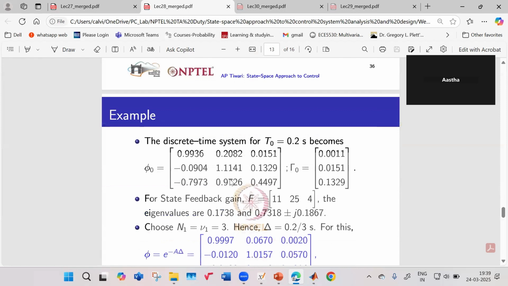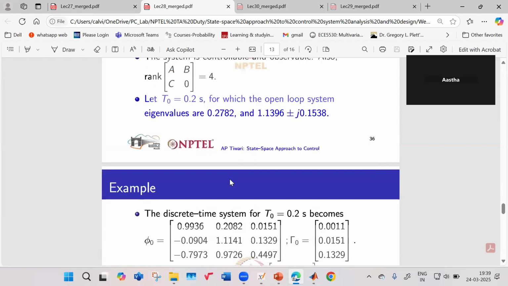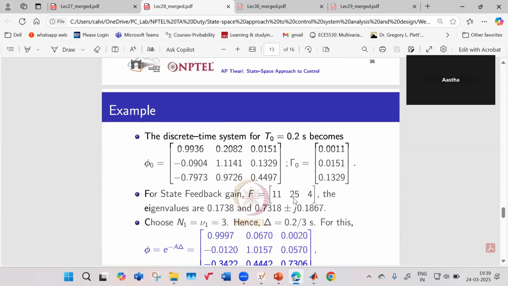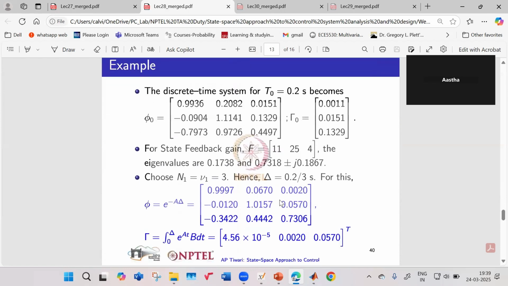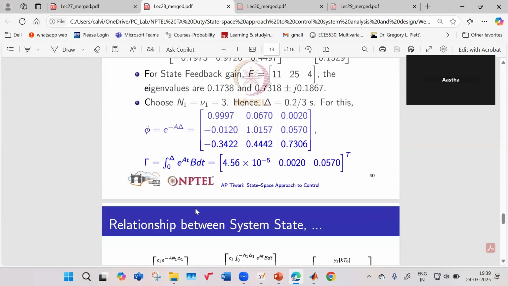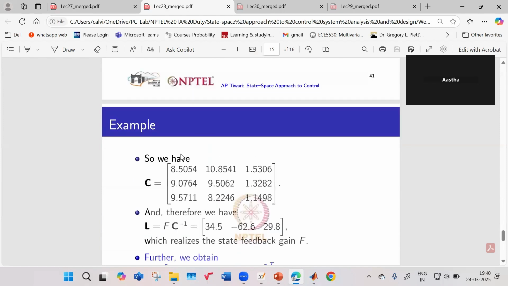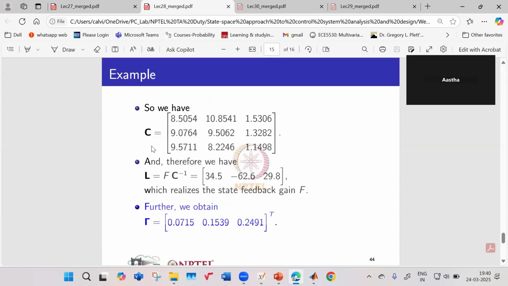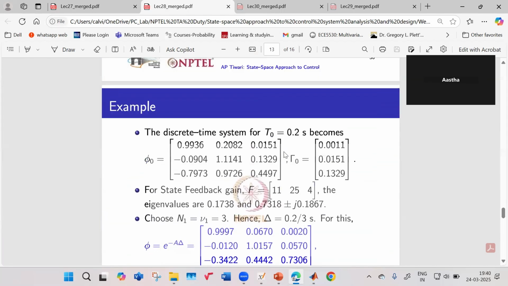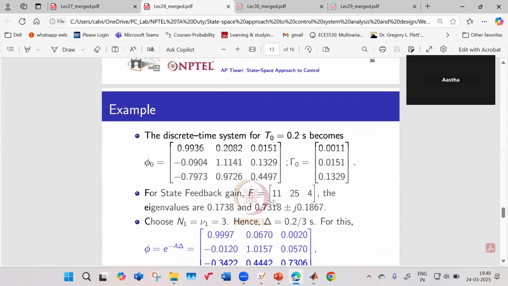So we just find the matrix e to the power At. Gamma naught is given by that. State feedback gain is here. They get the phi matrix, gamma matrix, C gamma. This is an example which Sir has shown. When they found the C matrix, then they found L, and they further found gamma. They have considered certain state feedback gains so that they place the eigenvalues at this location.